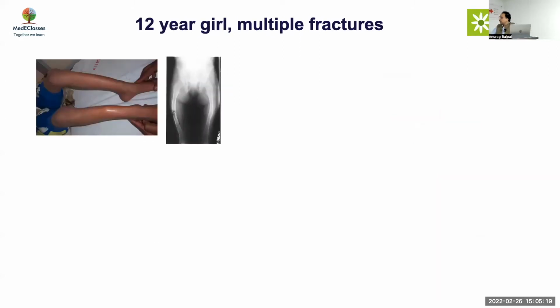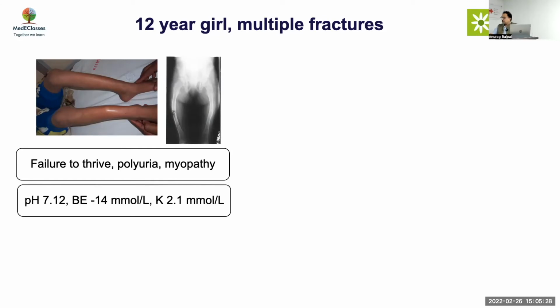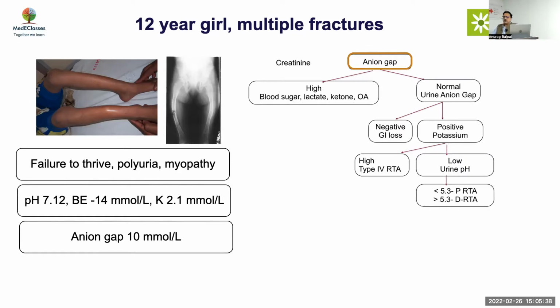Vibha, a 12-year-old girl with multiple fractures, as you can see. Along with that, she had failure to thrive, polyuria, and early onset myopathy. There is significant metabolic acidosis. Bicarb is low and base excess is minus 14. There is hypokalemia at presentation. If we look at the workup, we found the anion gap was normal and it was clearly RTA, as the urinary anion gap was positive. Now, the question is whether it is a proximal or a distal RTA.